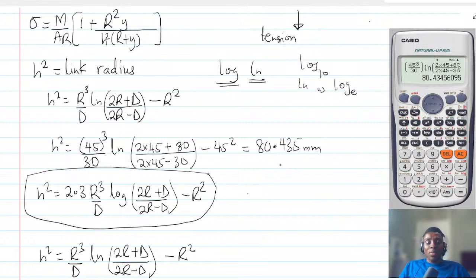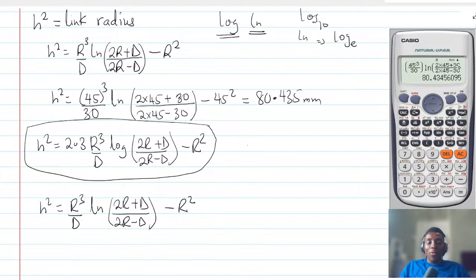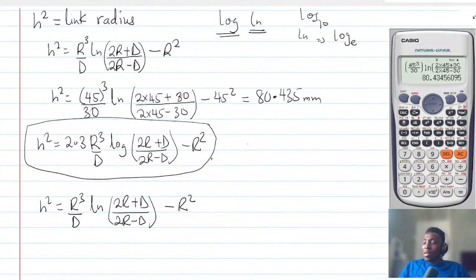Please, any question? The whole idea is that if you use 2.3, then essentially you just have to use the log. I think that is all. So that's why there was a confusion. All right. Yes, thank you. So there are two formulas for the same thing.